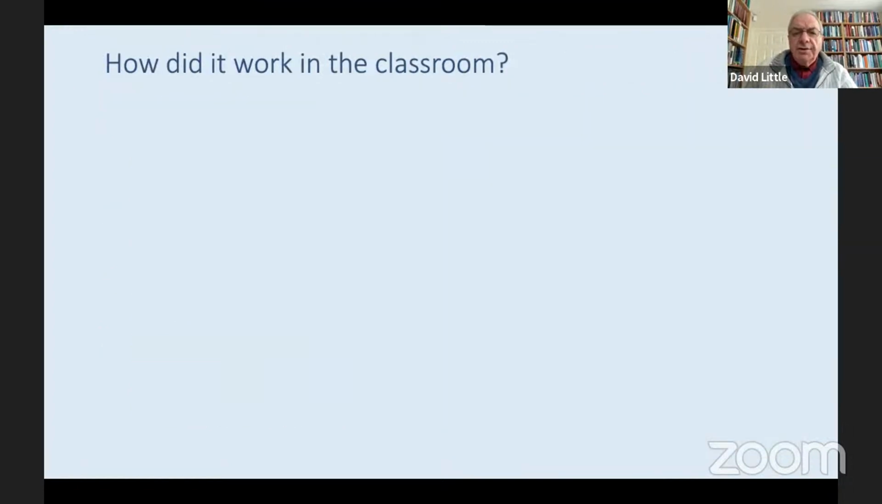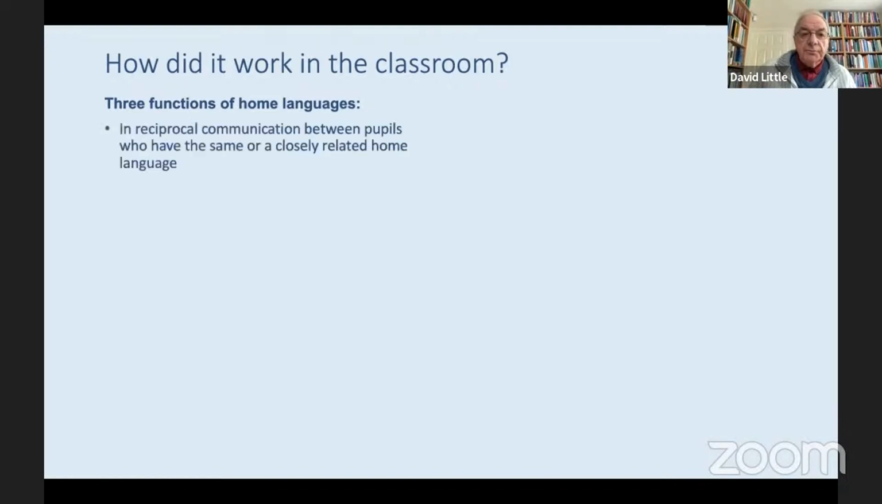So, how did this approach work out in the classroom? First, it's important to identify the 3 functions that home languages came to play in the life of the classroom, in classroom discourse. First of all, they were used in reciprocal communication between pupils with the same or a closely related home language.